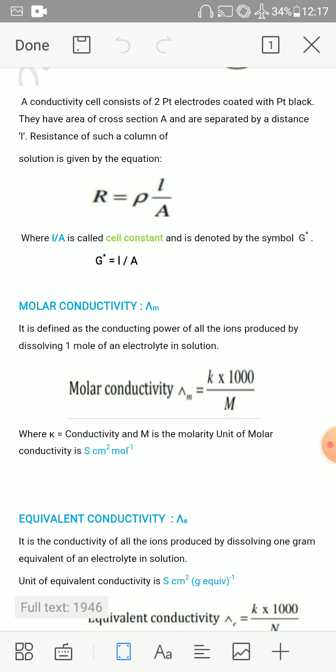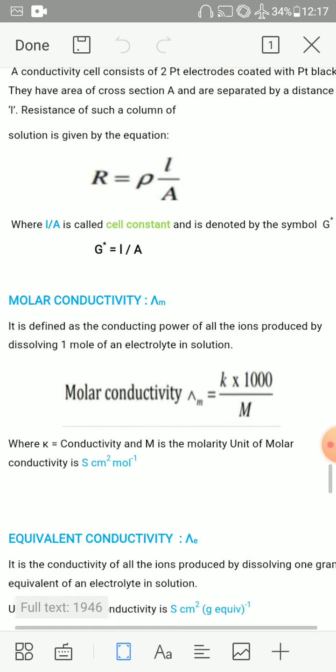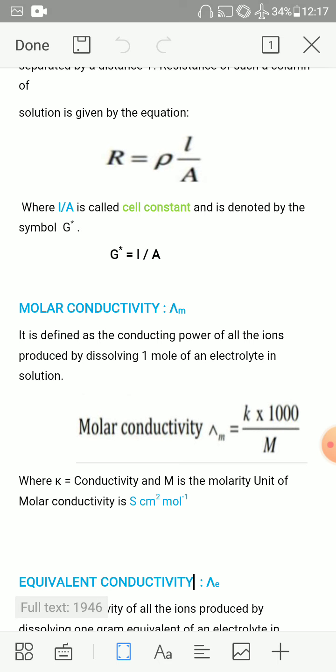First, molar conductivity, which is represented by capital lambda m. Lambda m means molar conductivity, and it is defined as the conducting power of all ions produced by dissolving 1 mole of an electrolyte in solution. What is molar conductivity? It is defined as the conducting power of all ions produced by dissolving 1 mole of an electrolyte in solution.